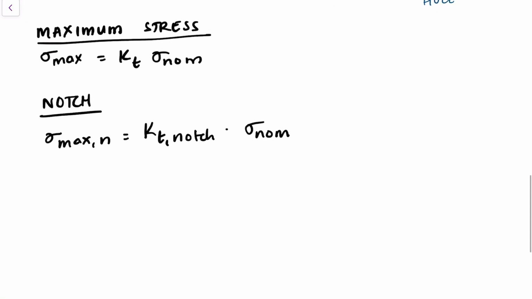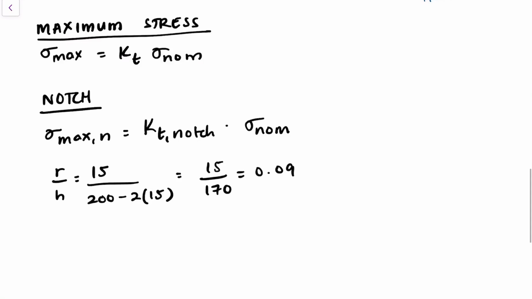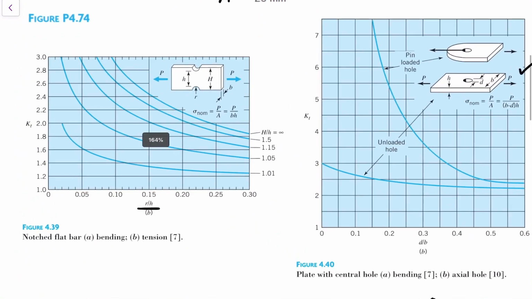So for the notch, we need r over h, which is 15 millimeters over 200 minus 2 times 15, right? So that's 15 over 170, which is 0.09. And then similarly, we need H over h, which is 200, and again h we calculated as 170, which gives us 1.2, roughly. So now we can go back into figure 4.39.